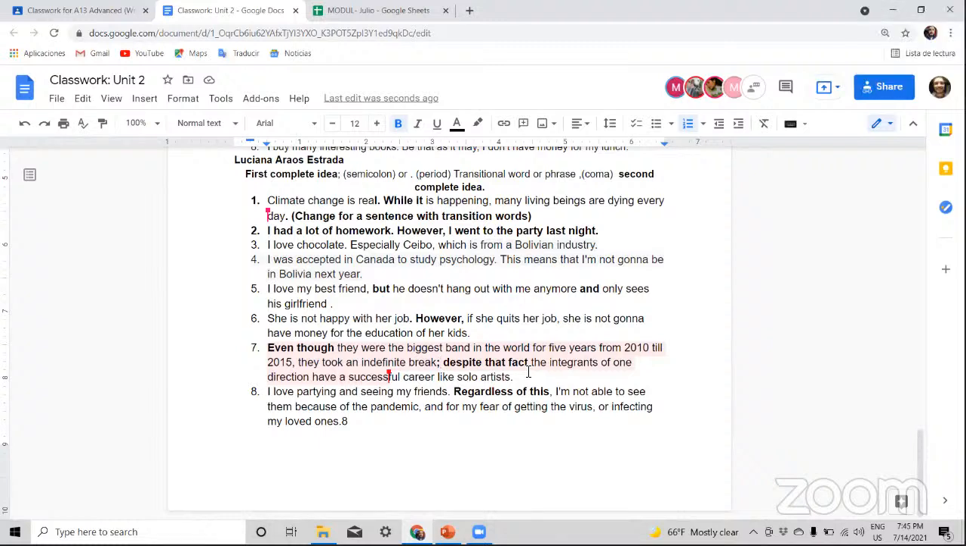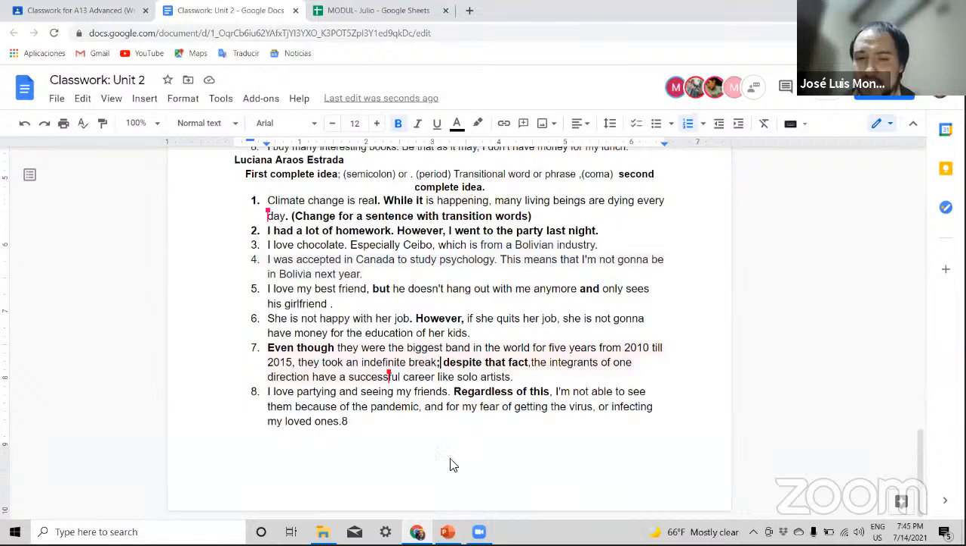Okay. And the second is, I love partying and seeing my friends. Regardless of this, I'm not able to see them because of the pandemic and for my fear of getting the virus, or spreading the virus to my loved ones. Okay, yeah, actually infecting can also work. Yeah, it's a little bit strong, but yes, you can say spreading the infection to my loved ones. It works better in that way.